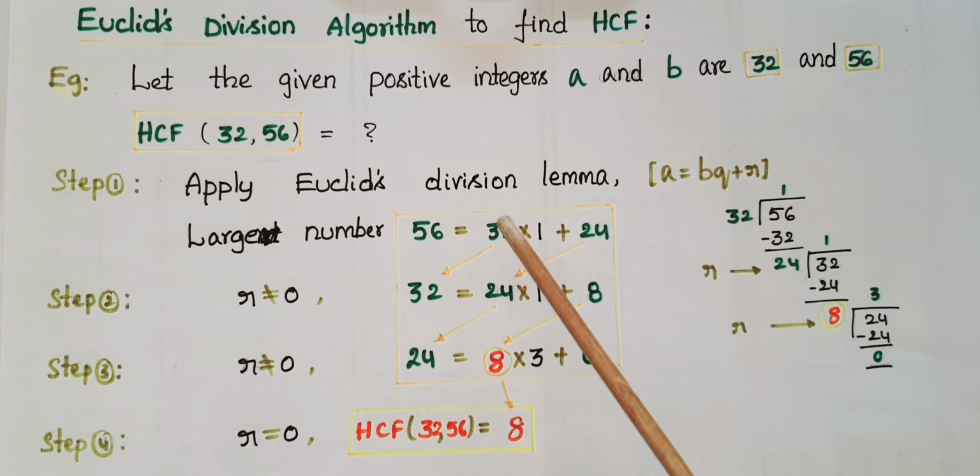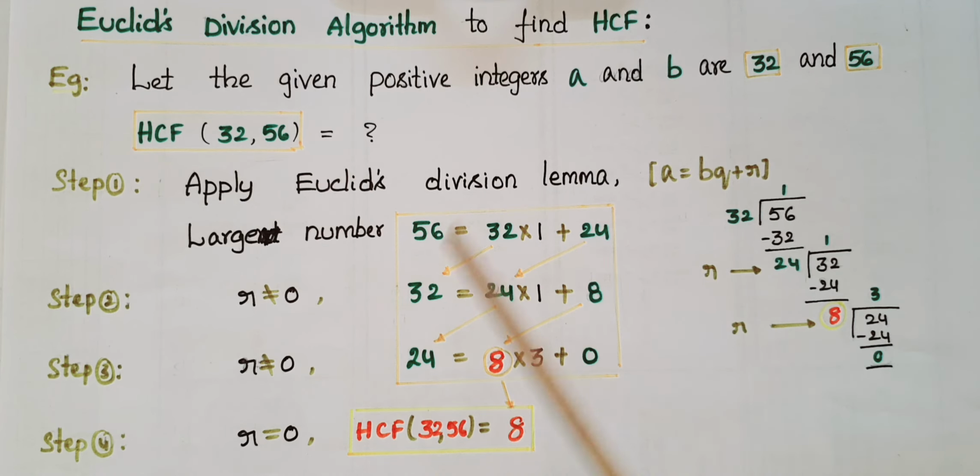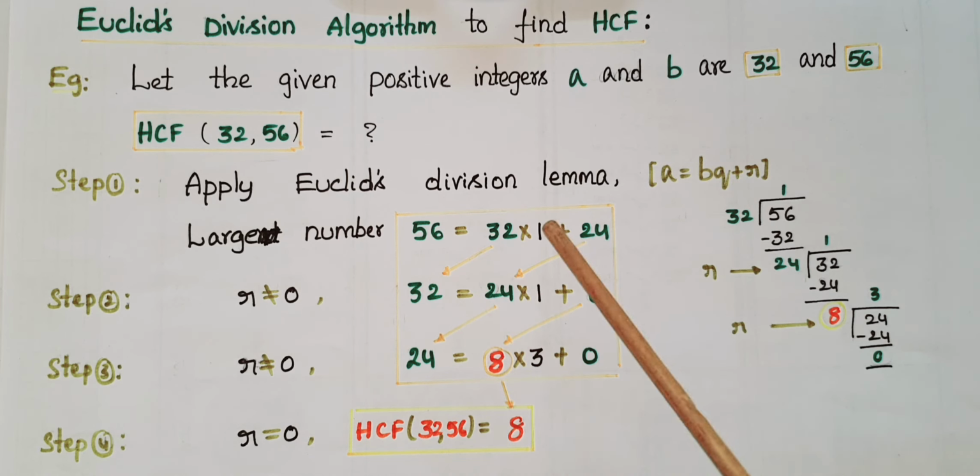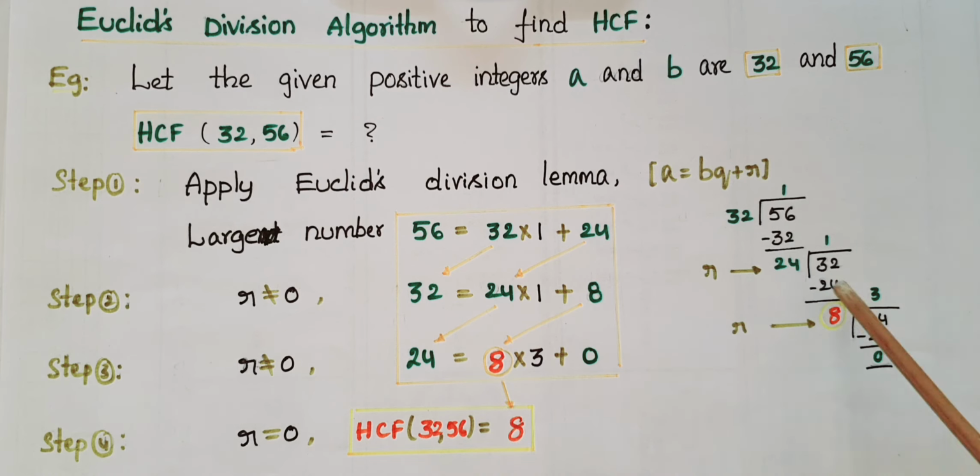Again apply Euclid's division lemma on 32 and 24. Again 32 we can write as 24 ones are 24, then the remainder is 8. So 24 into 1 plus 8. Then here the remainder is not equal to 0. Again apply Euclid's division lemma on 24 and 8. So 24 is equal to 8 threes are 24. So 8 into 3 plus 0. So here the remainder is 0.